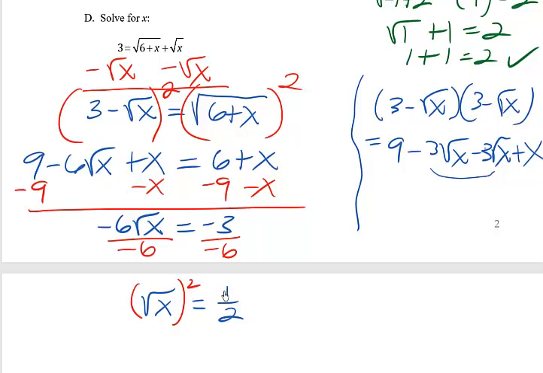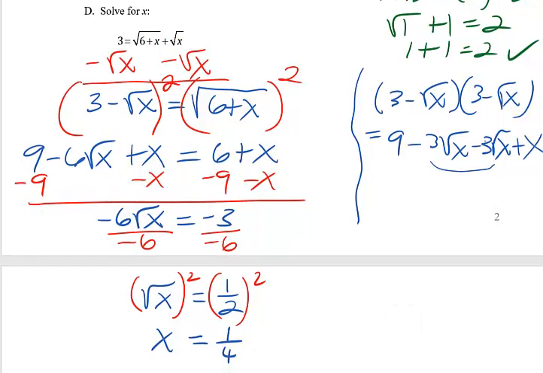So I need to square the left side, and I need to square the right side. On the left, square root of x times square root of x is just x, right? When I square a square root, it simply makes the square root go away. And on the right, 1/2 times 1/2 would be equal to 1/4. Step 3 is solve the resulting equation. I got off easy this time. This equation is already solved. So here is my candidate answer, x equals 1/4.